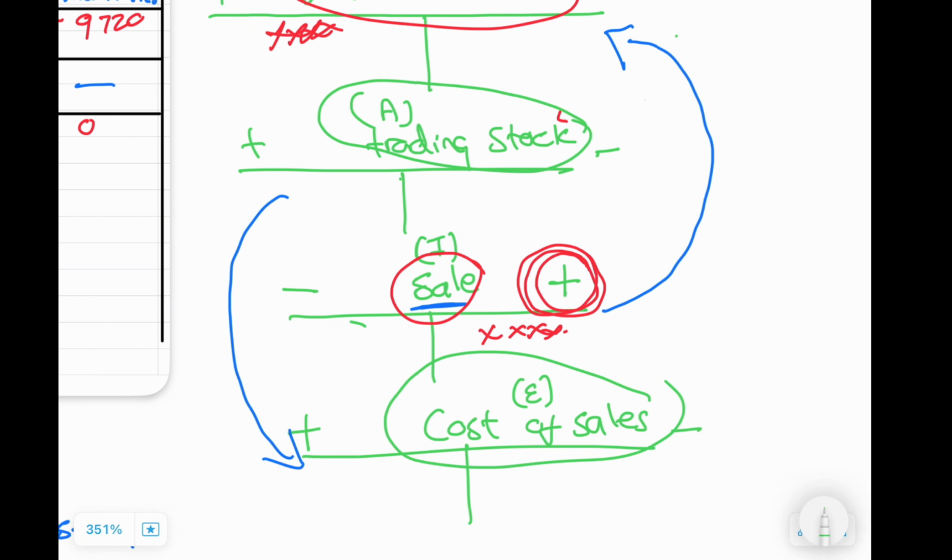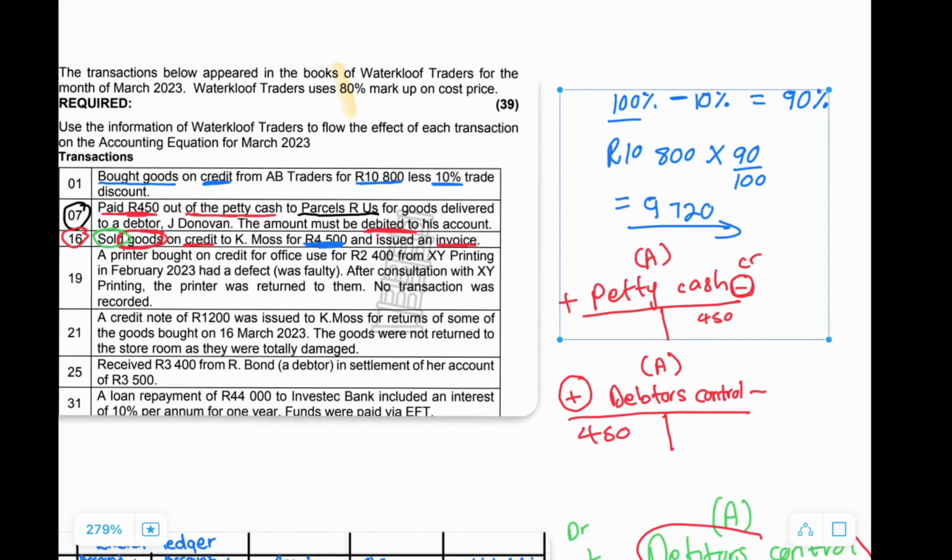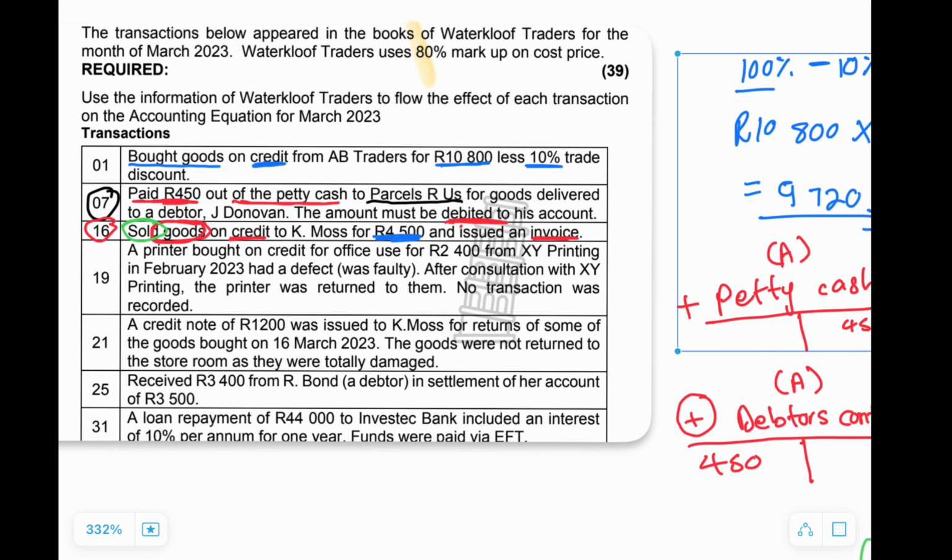And I said that trading stock will be affected by the cost of sale amount. How do we get a cost of sale amount? Because if we go to our transactions, they said sold goods on credit to Kmos for 4,500 and issued an invoice. How do we know the cost of sale amount? This is where the markup comes in. That markup percentage that you have highlighted, this is where it comes in. And you need to know how to calculate the cost price when the markup is given.